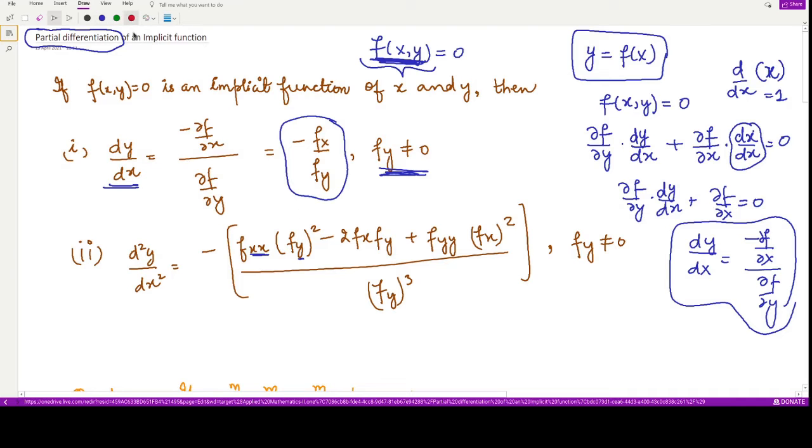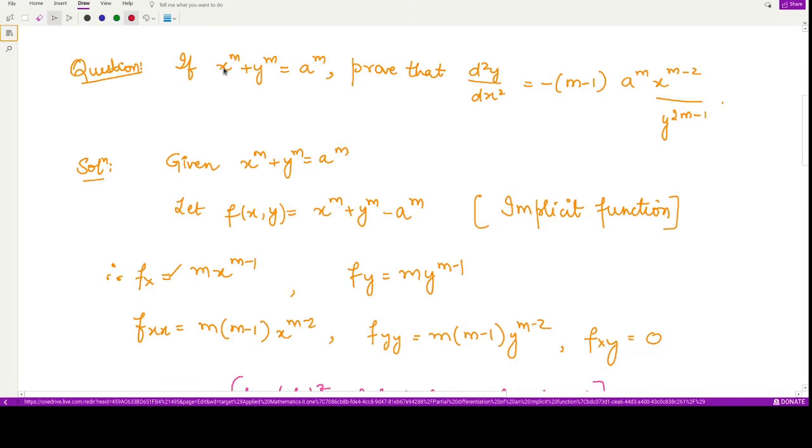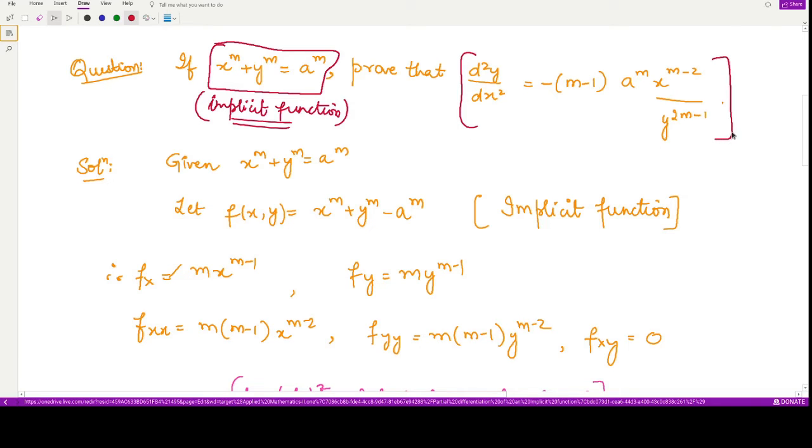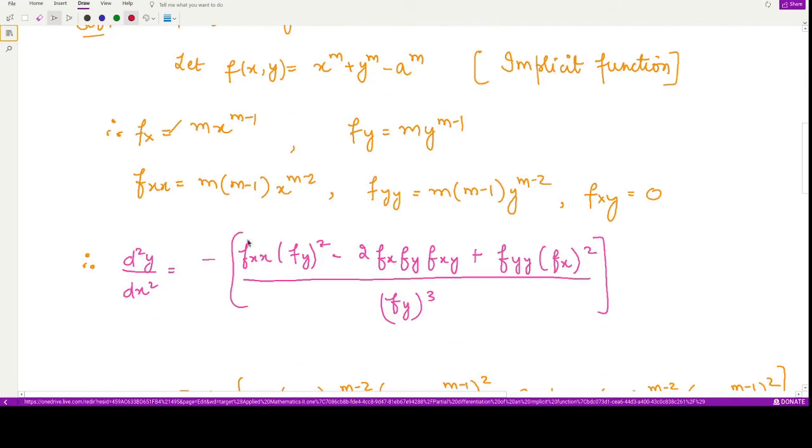Okay, so let us first see the question. The question here is x raised to power m plus y raised to power m is equal to a to the power m. This is the given implicit function. Now you have to prove that the second derivative for this implicit function is given by this particular expression. So we'll use the implicit formula for the second order derivative for the given implicit function. So this is the formula.